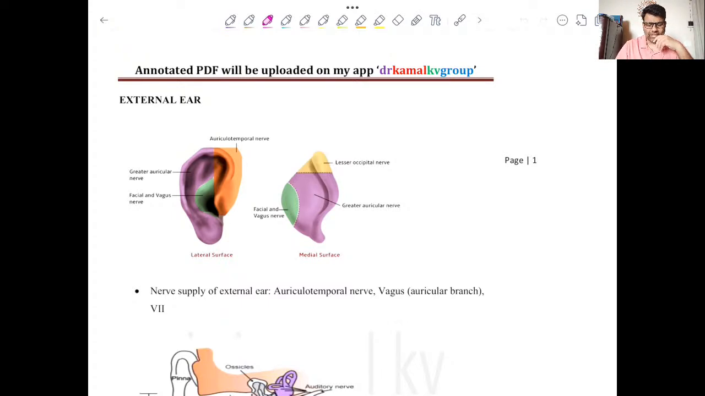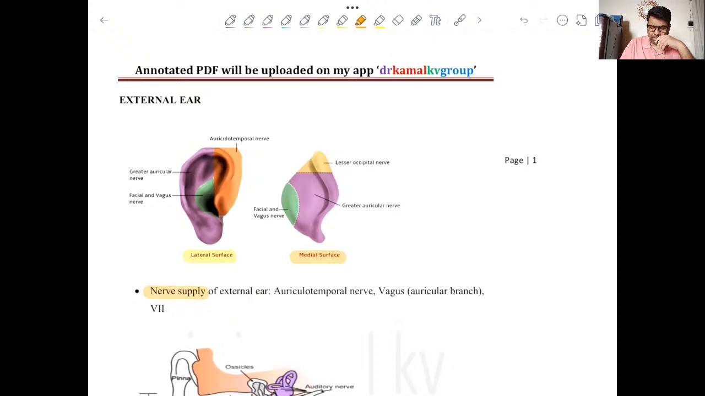Today we will take ENT, starting with the anatomy. Now, the ear has three parts: external ear, middle ear, and inner ear. The external ear: one of the important questions is about the nerve supply of the external ear, right? So as you can see, we can discuss the nerve supply either from the outer or lateral aspect, or we can discuss the nerve supply from behind or the medial aspect, right?